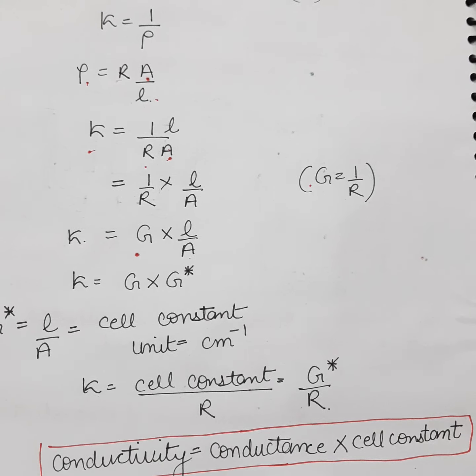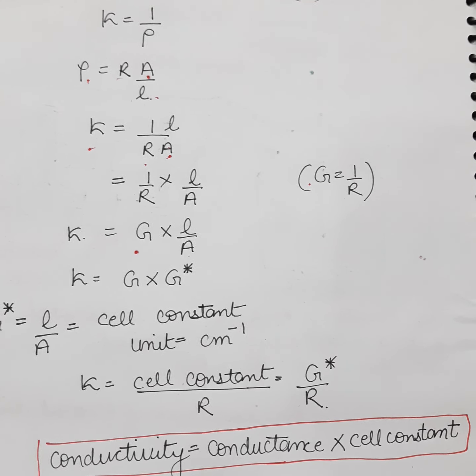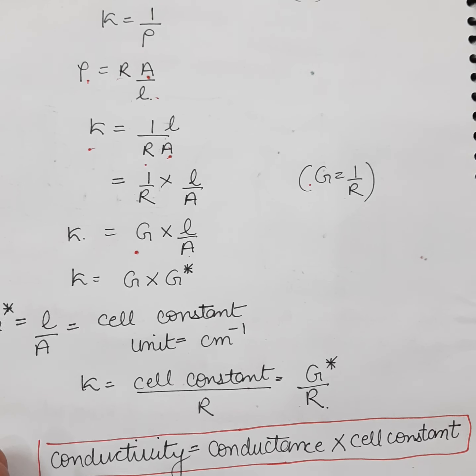From this equation we can simply say that conductivity is equal to conductance. What is 1/R? That is conductance. If R is given to you, you can find out the conductance and it is multiplied with the cell constant, you can easily find the conductivity.